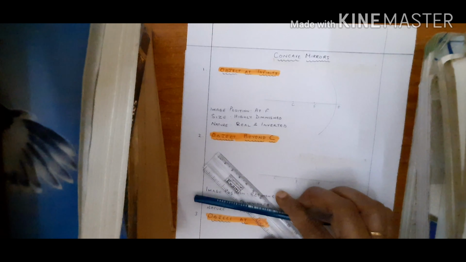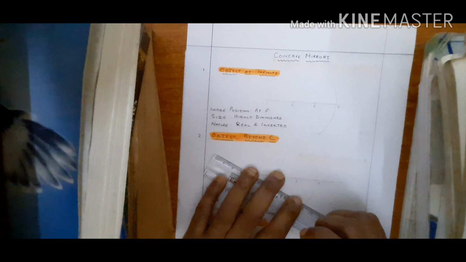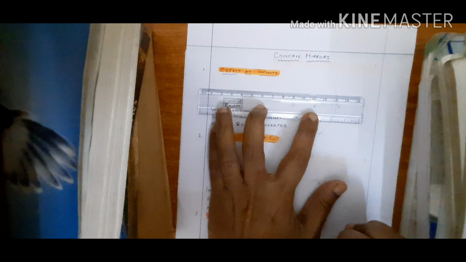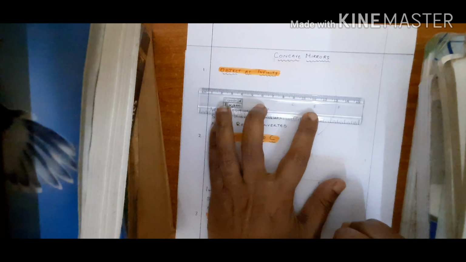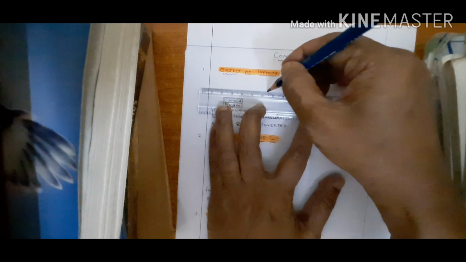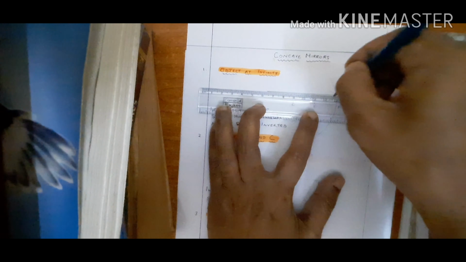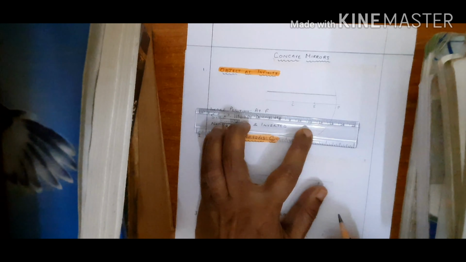Now, the first position is the object is at infinity. When the object is at infinity, the rays coming from that object are parallel rays. So, I am going to draw the parallel rays. We need not draw the object. We are drawing just parallel rays, parallel to the principal axis.